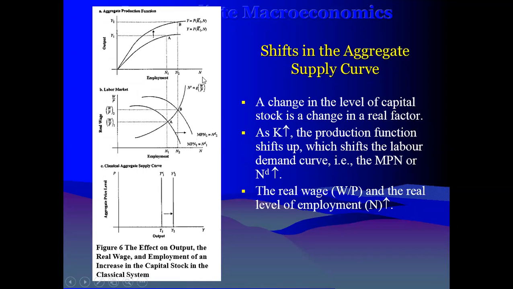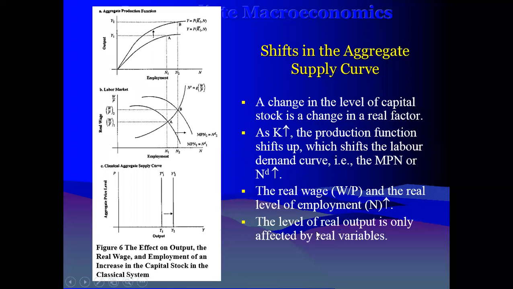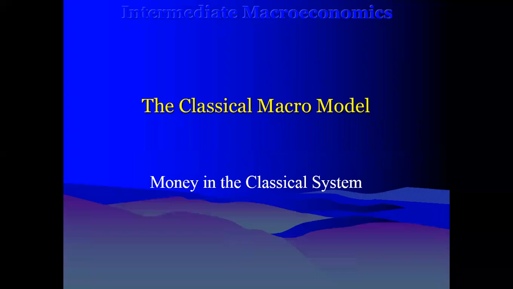You see that because ND is moving up, there's an increase in real wage from the diagram. There's an increase in real wage, there's an increase in N, and as a result, there's going to be an increase in Y. Okay, so the level of real output is only affected by real variables. Okay, it's only affected by real. So you draw this curve too. Draw it. You need to know how to draw them. Okay, any question?